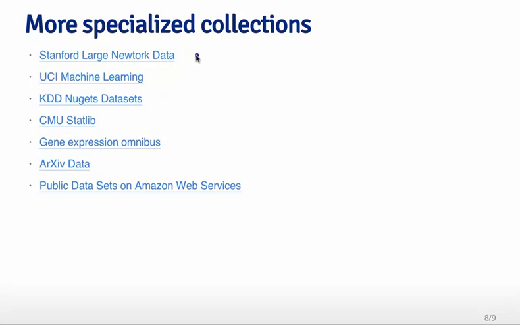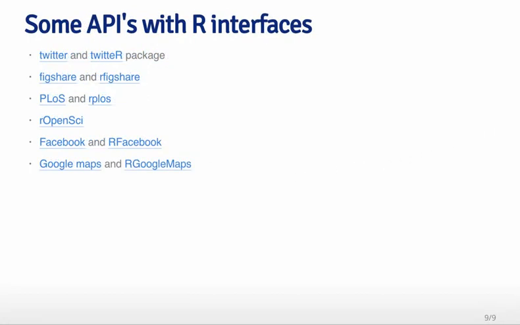There are also a large variety of other more specialized collections. So for example, the Stanford Large Network Data Archive has a large number of data sets that focus on network data. Machine learning, the UCI Machine Learning Archive has a variety of data sets that can be used to practice your classification or prediction. The CMU StatLib is one of the most famous canonical sets of data sets that are available. Gene Expression Omnibus is focused on data sets that come from human genomic experiments or other organismal genomics experiments. And then there's data from the archive of public data sets on Amazon Web Services.